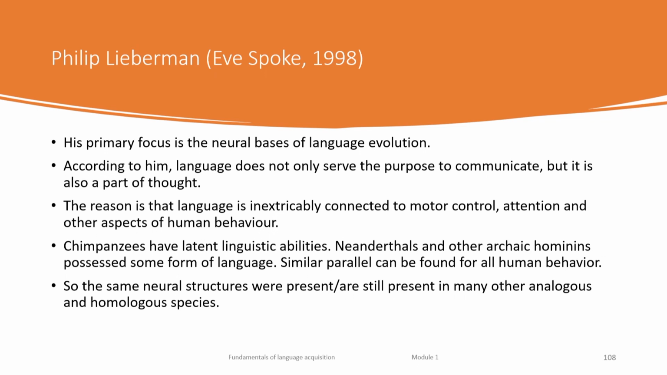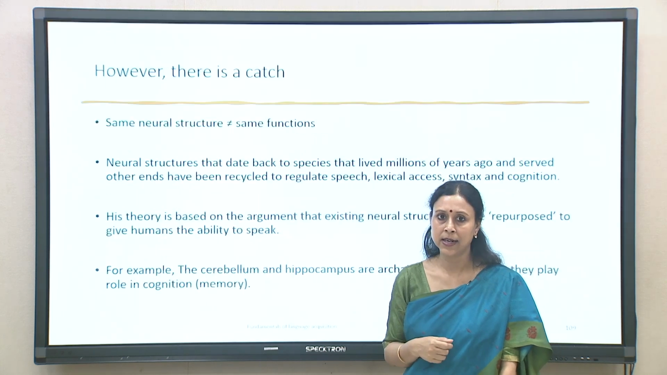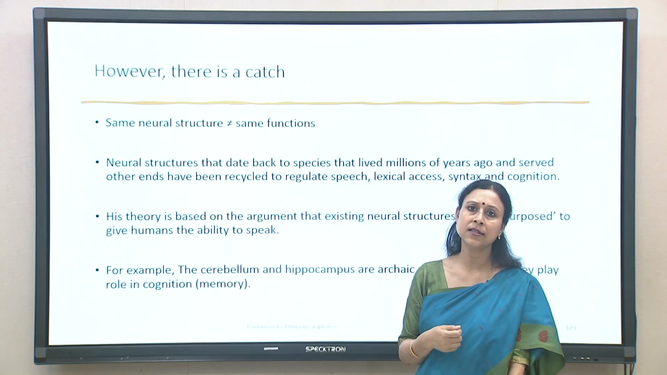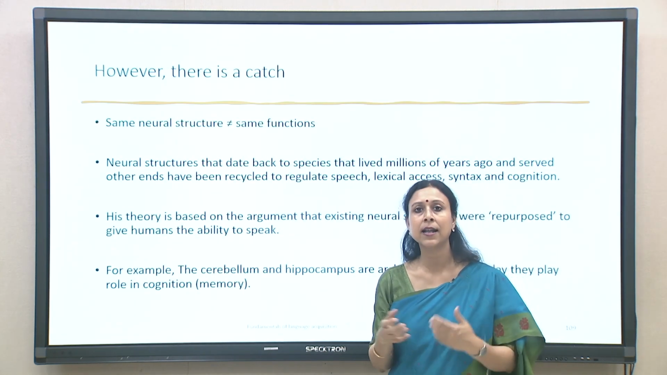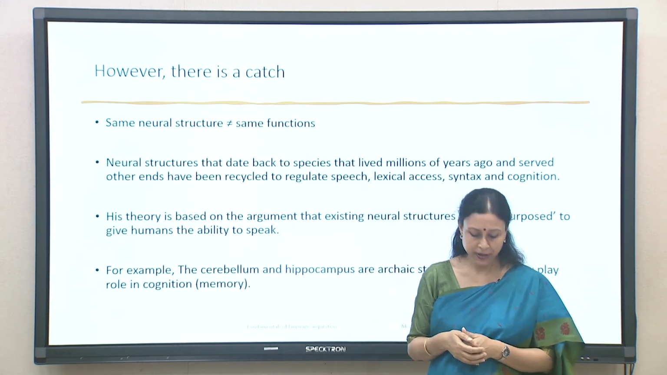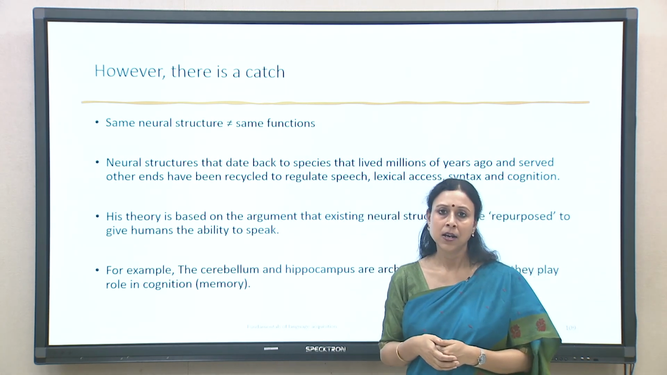He says the chimpanzees have latent linguistic abilities. Neanderthals and other archaic humans also possess some sort of language abilities. A similar parallel can be found for all human behavior. So, the same neural structure exists among many other animals, whether it is our close cousins, higher primates or other animals. Just having the neural structure is not enough, which means that having a neural structure does not mean having the same kind of function. You can have different kinds of functions from the same neural structure. This is the primary thesis.